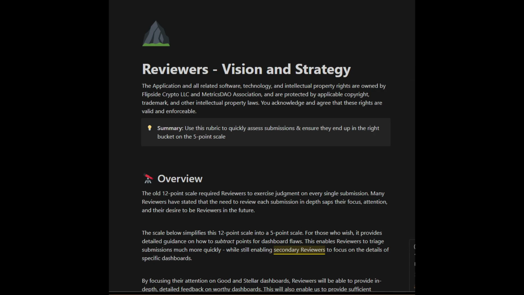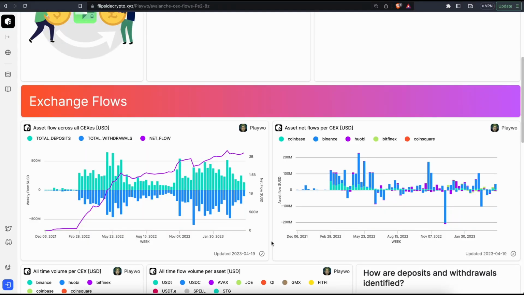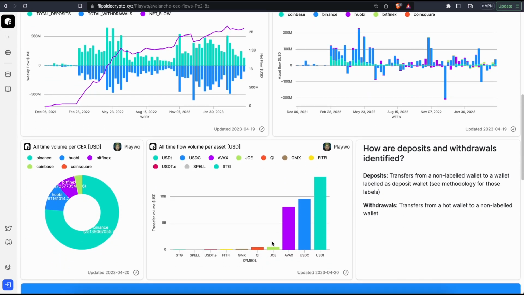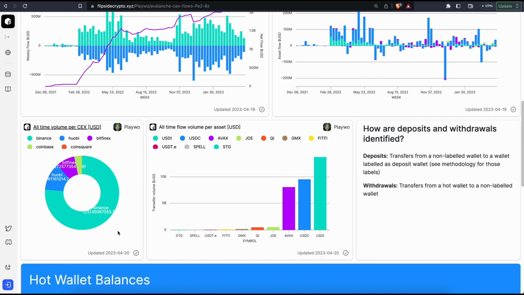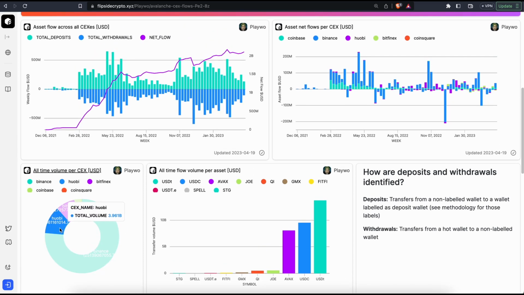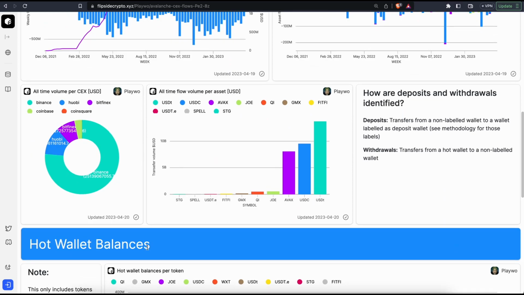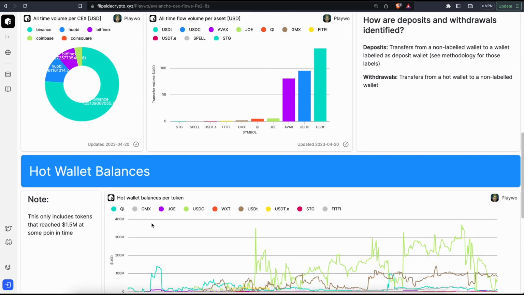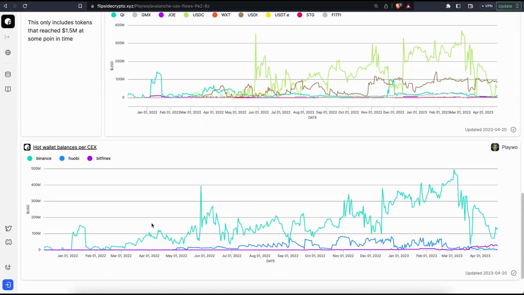Here is Playo's dashboard, Avalanche centralized exchange flows. Anything you wanted to lead with, DJ? I'll lead off. I'm partial to this type of dashboard, but I would give this a Stellar, and here's why. It's extremely well organized, very well labeled. The tab structure works great. Each tab is dedicated to a particular theme or topic. It's informative without being overwhelming, and really easy to find information.